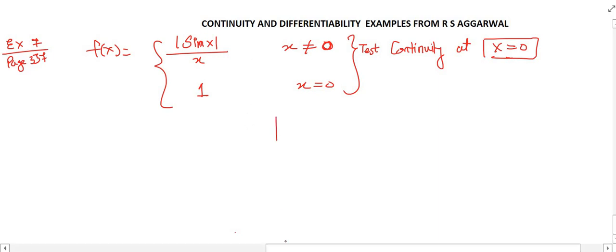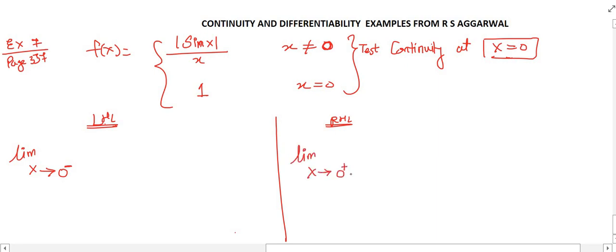Let me do it here. So let me do LHL first. Be careful this time. Last time we made a mistake. X is tending to 0 minus for LHL, remember? And for RHL, what do we do? Limit x is tending to 0 plus. Okay, be careful. LHL means left hand limit. Always we take the minus side, a little bit less than 0, of f of x.